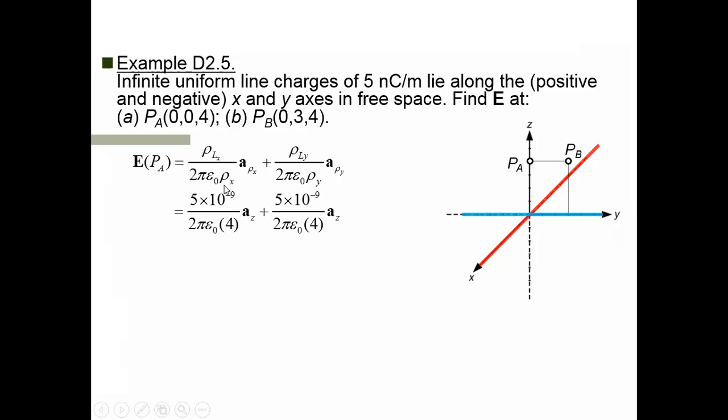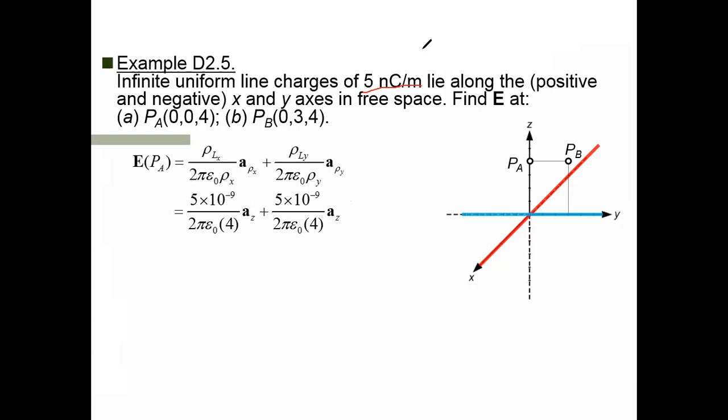Now you see rho L x, the value I am writing it as 5 nanocoulomb per meter. So this is the value of rho L. This is not the charge, this is rho L, per meter, per unit length. Thus I have substituted this value, 2 pi epsilon naught, 4. Why are we writing 4? Because at the point 0, 0, 4 only the z component is there, so the distance is 4, a z, because only the z coordinate is there.